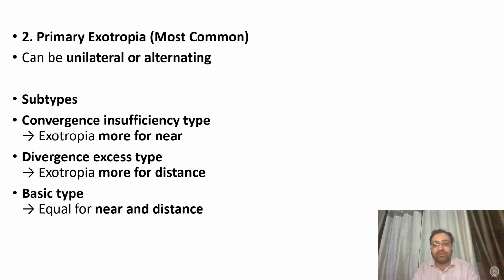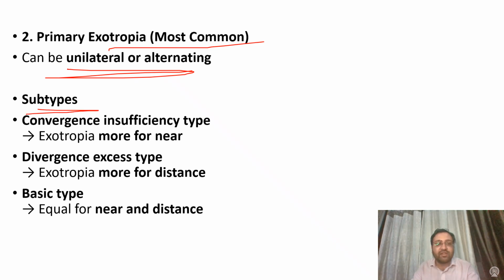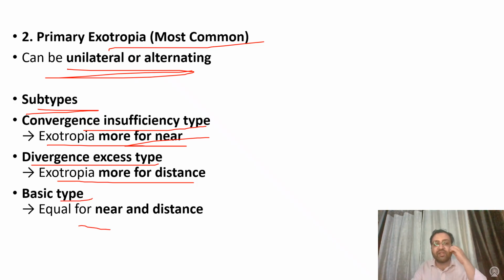Coming on to the primary exotropia, which is most common. It can be unilateral or alternating. The various subtypes are: number one, convergence insufficiency type, in which the exotropia is more for near; divergence excess type, in which the exotropia is more for distance; and the basic type, here the exotropia is equal for near as well as distance.